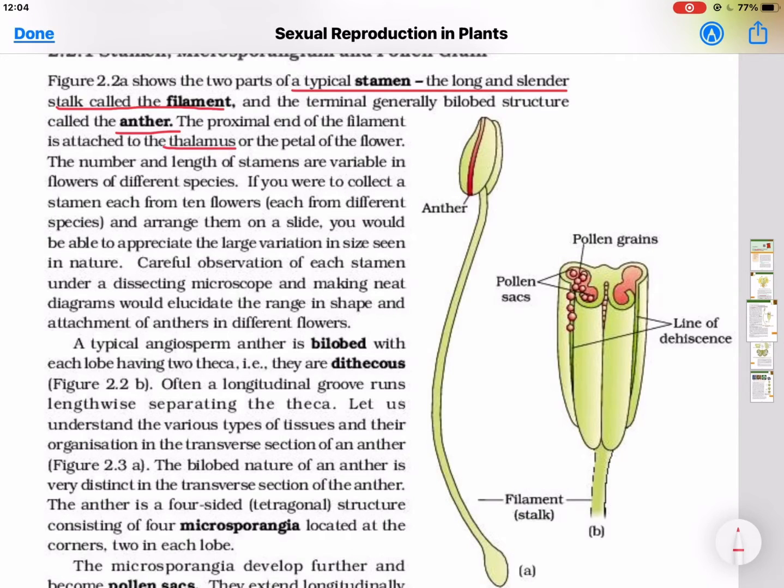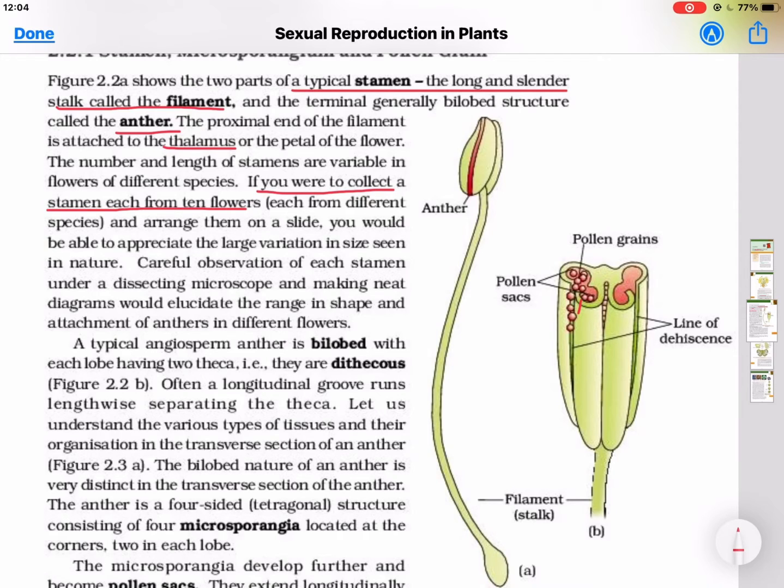Thalamus वो part जहाँ से all parts are attached. All parts of the flowers are attached to the thalamus or the petals of the flower. The number and length of the stamens are variable in flowers of different species. Stamens का कितना नंबर होगा या ovaries का कितना नंबर होगा, it depends upon species to species. If you were to collect a stamen from 10 flowers, each from different species, and arrange them on a slide, you would be able to appreciate the large variation in size seen in nature.